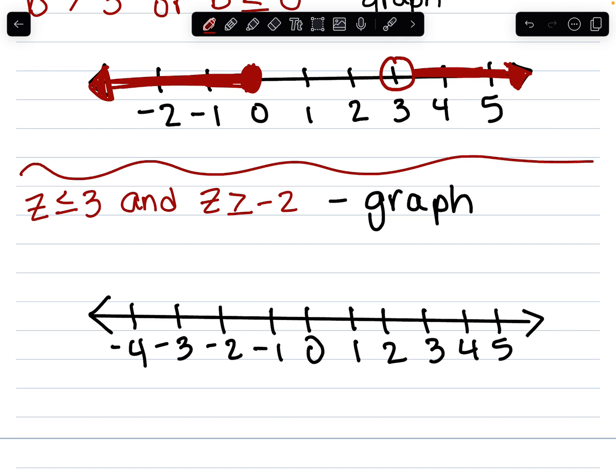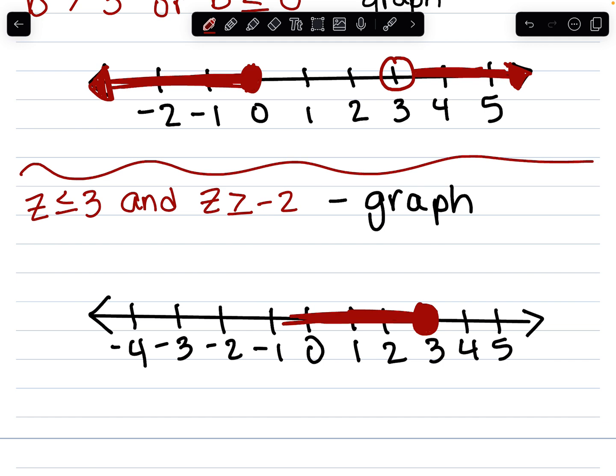What's the first one that it gives you? Z is less than or equal to 3. Okay, how do you graph Z is less than or equal to 3? What type of circle? Closed. And less than or equal to would go which direction? Left. So at 3, it's going this way. I'm just going to go a little bit and then stop, okay?